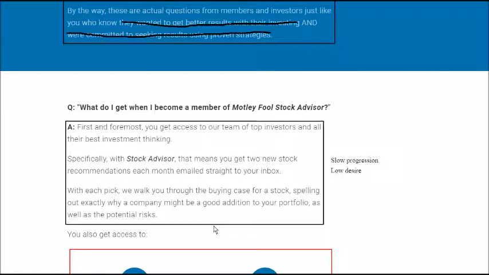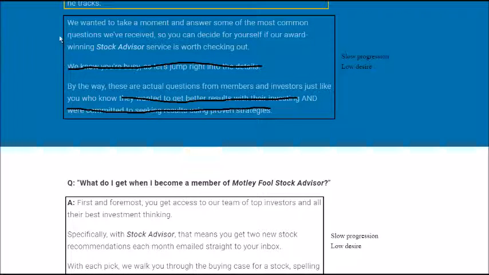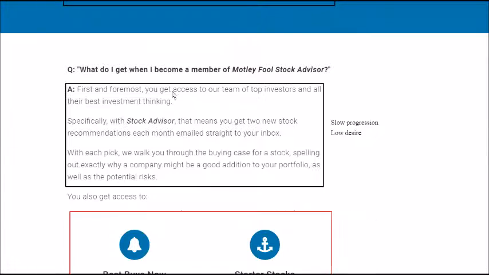First and foremost, you get access to our top team of investors and all their best investment thinking. So this is also slow progression, low desire. If they didn't get it tipped here, then it's definitely going to be tipped here, because this is trying to add desire. This would technically be an implied promise, right? Which means it adds a benefit or a solution without directly stating it. So it adds belief and desire.